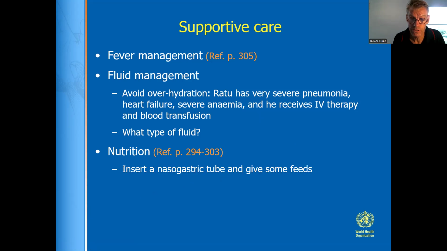You should insert a nasogastric tube, which Ratu already had, and give him some feeds. We need to think about what volume of feeds is safe to give in a child like this. It depends on the stage of the illness the child's in and how severe their respiratory distress is.